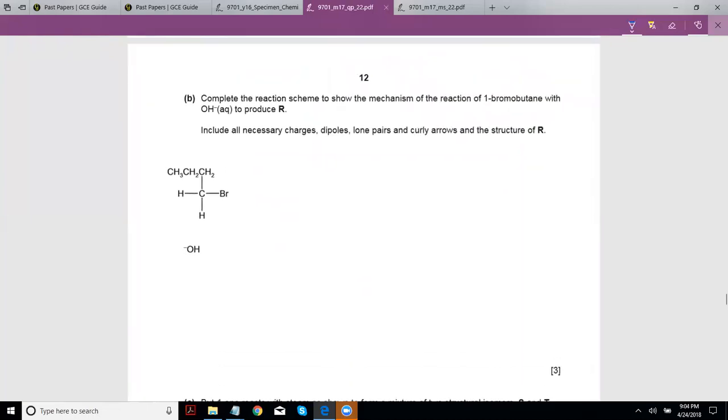Complete the reaction scheme to show the mechanism of the reaction of 1-bromobutane with OH⁻ to produce R.